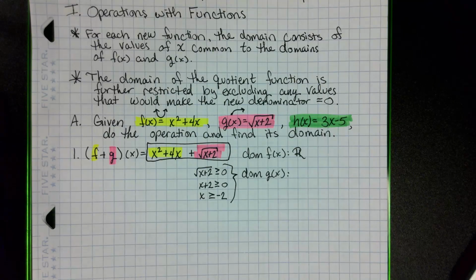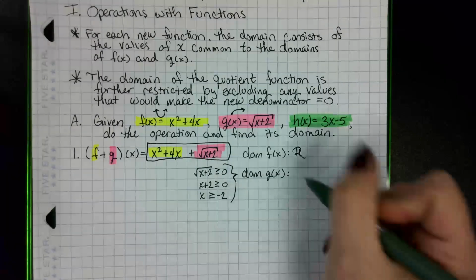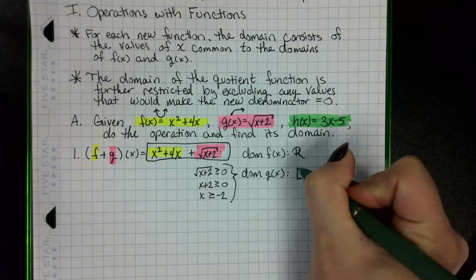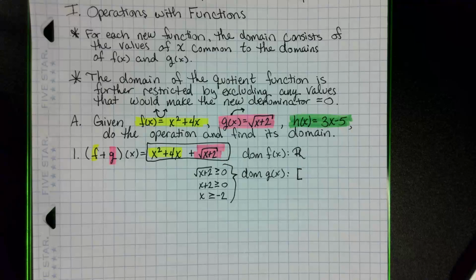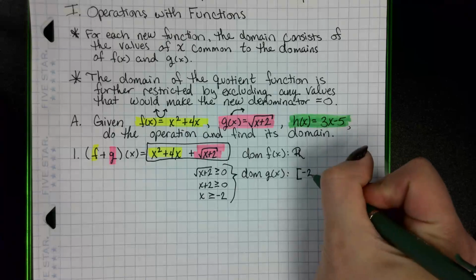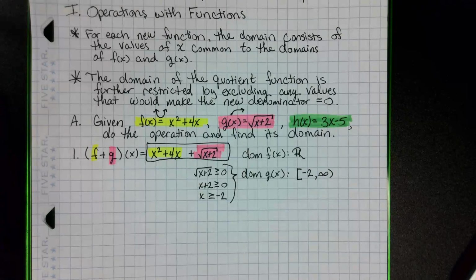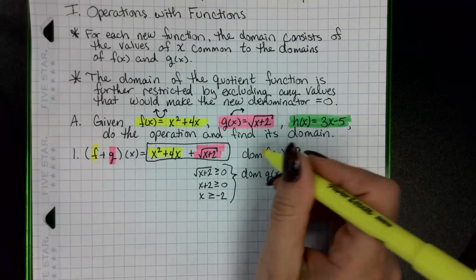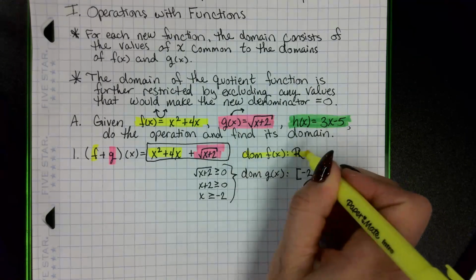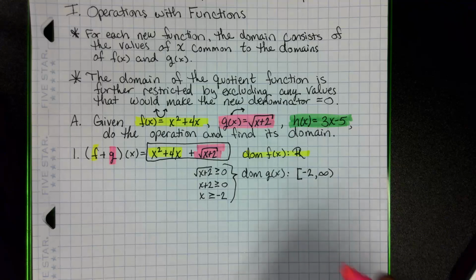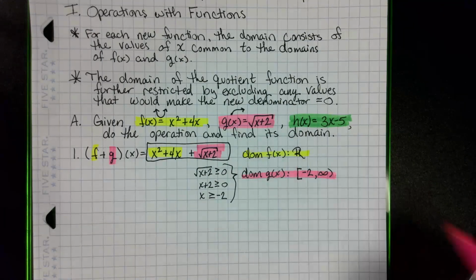So we know x must be greater than or equal to negative 2. Greater than or equal to means it's a bracket. And the -2 is the smallest thing it can be. If it's anything smaller, it's going to give us something less than 0. So -2 to infinity. That's the domain of g of x. So here we have the domain of f of x. Here we have the domain of g of x.